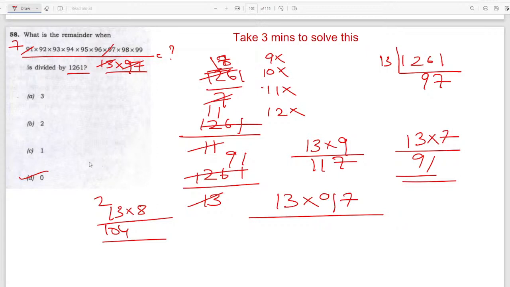I hope this is clear. If you have any doubts, please ask. People who were not able to solve it, is this clear? If you have any doubts, feel free to ask.